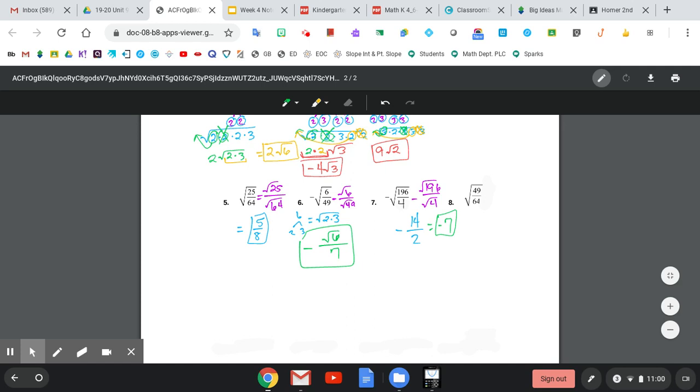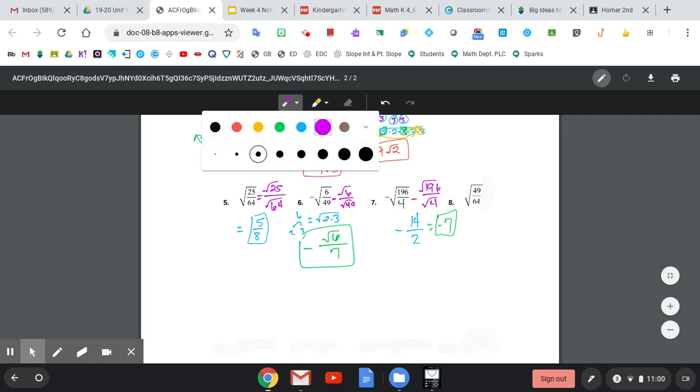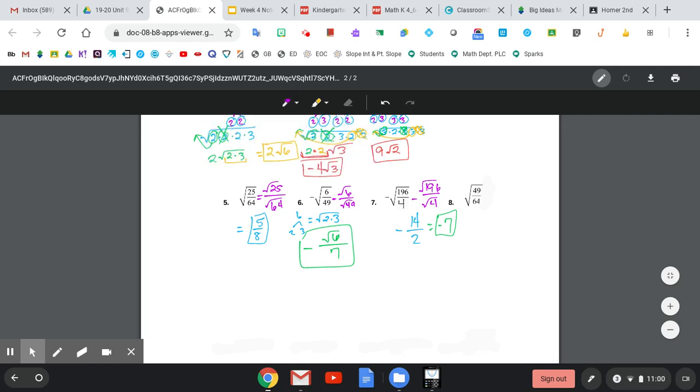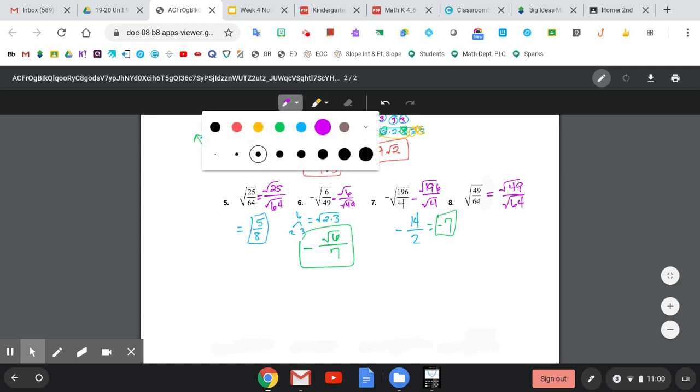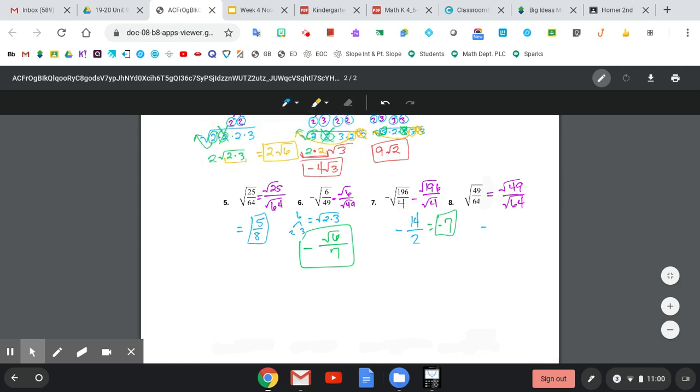Okay, number 8, I want you to pause the video and try on your own. Okay, so you should have split them up, square root of 49 over square root of 64. We know the square root of 49 is a 7. The square root of 64 is an 8. 7 over 8 does not reduce, so 7/8 should be our answer.